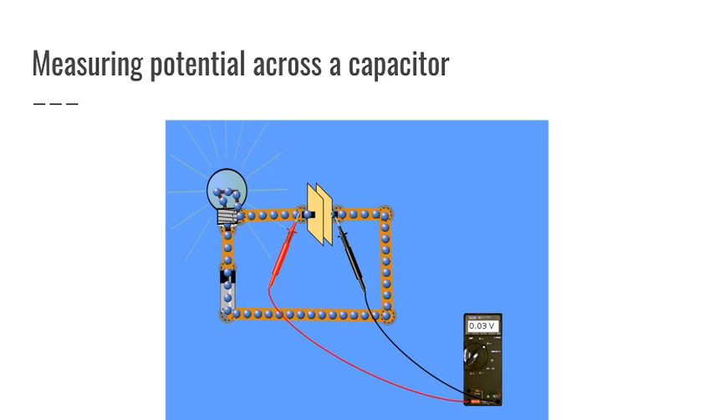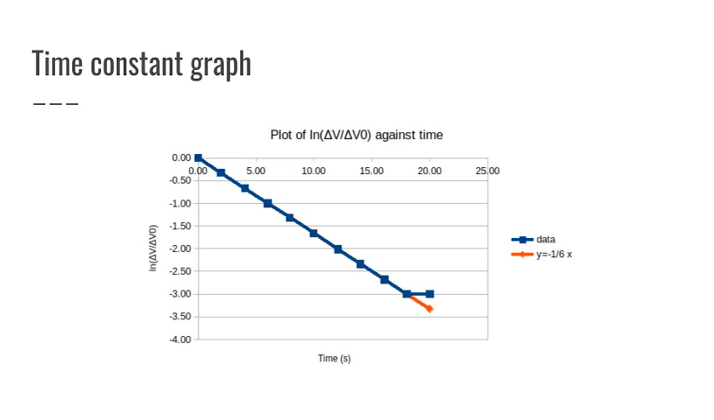We used a voltmeter to measure the potential difference across the capacitor at different time intervals. The data from that experiment is displayed here. By plotting the natural log of the potential difference divided by the potential difference at time 0 against time, we're able to determine the time constant from the slope of the graph.